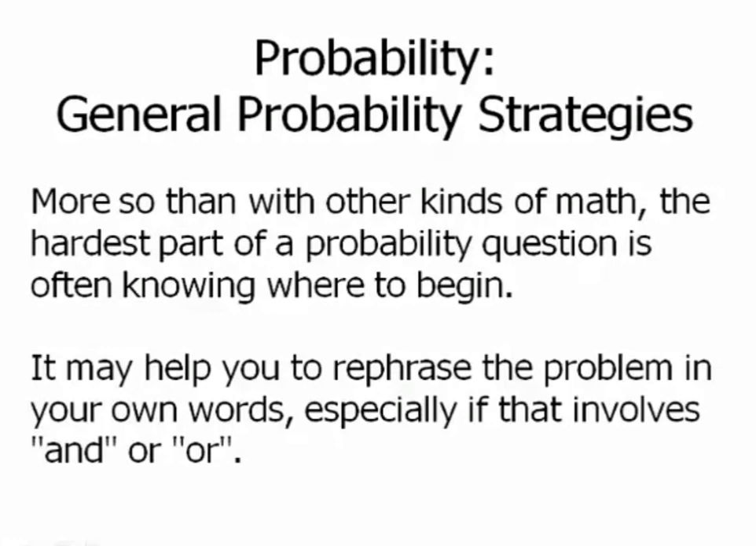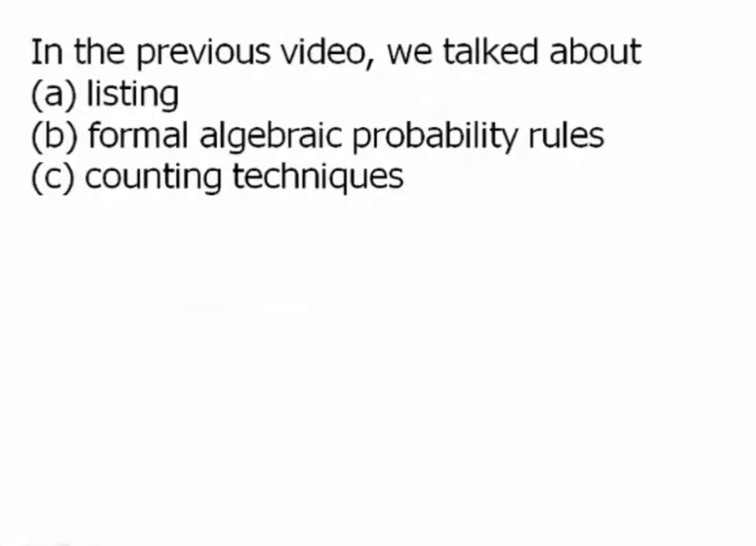It may help you to rephrase the problem in your own words, especially if that involves the words "and" or "or." In other words, if you can rephrase it and wind up with "and" or "or" statements, that would be a very good sign that you'd be able to use the algebraic rules. So in the previous video, we talked about listing, formal algebraic probability rules, and counting techniques. These are the three broad categories of solutions.